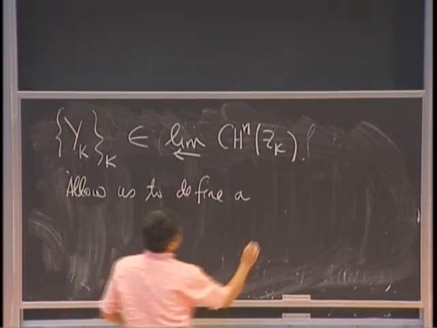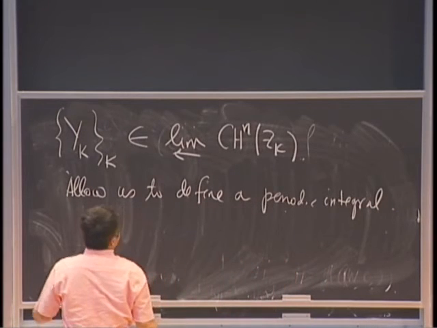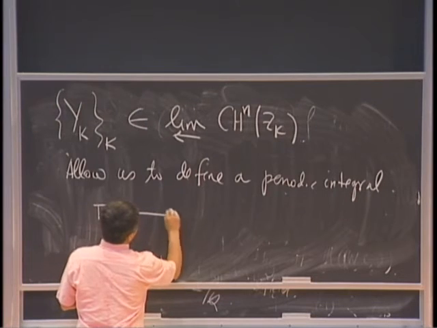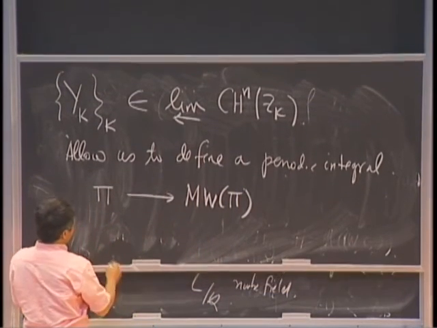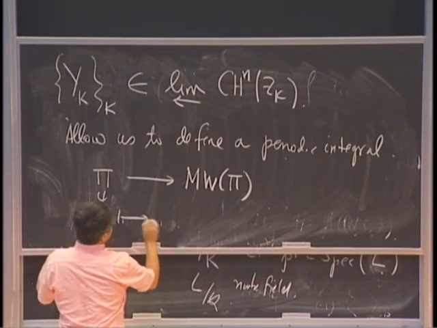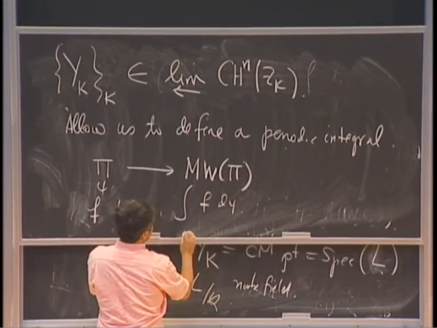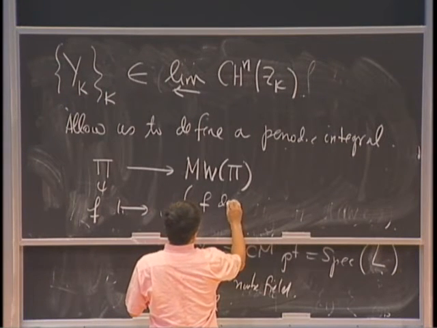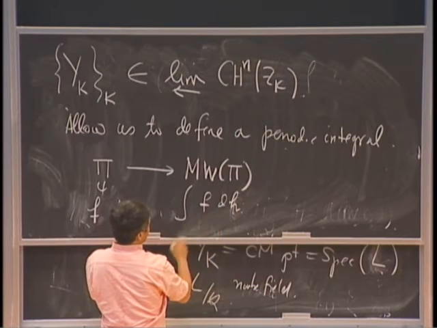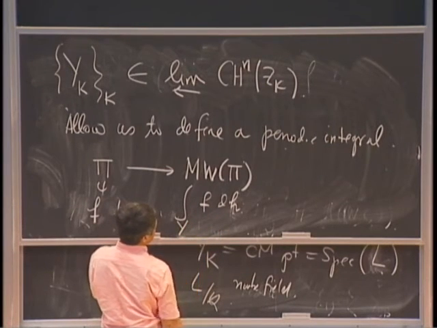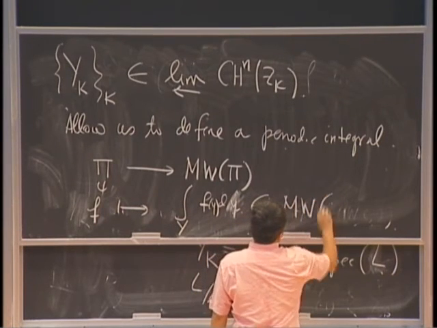a period map, period integral, from pi to this cycle. So you get from f here, you will get the integration of f, dy, whatever, over this dh and the cycles. I just symbolically write that one. Y. So this will be inside of the Mordell-Weil group of pi.